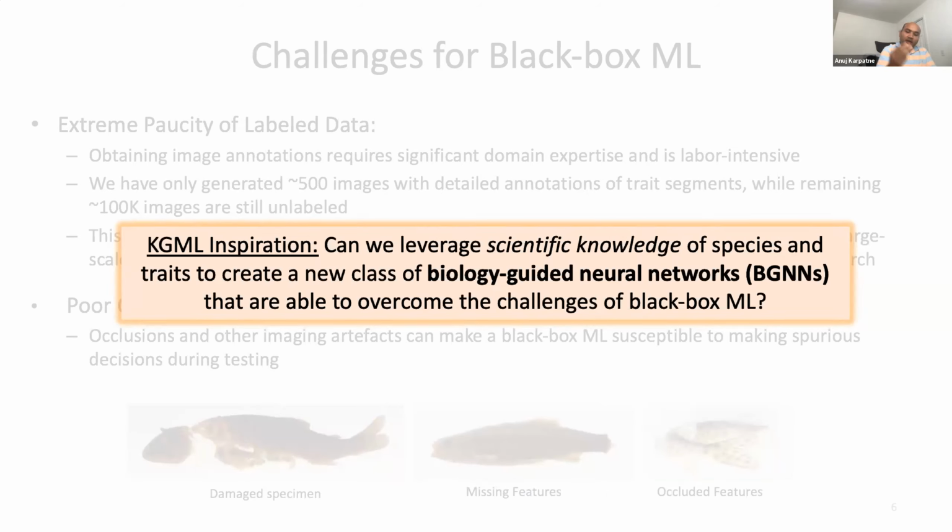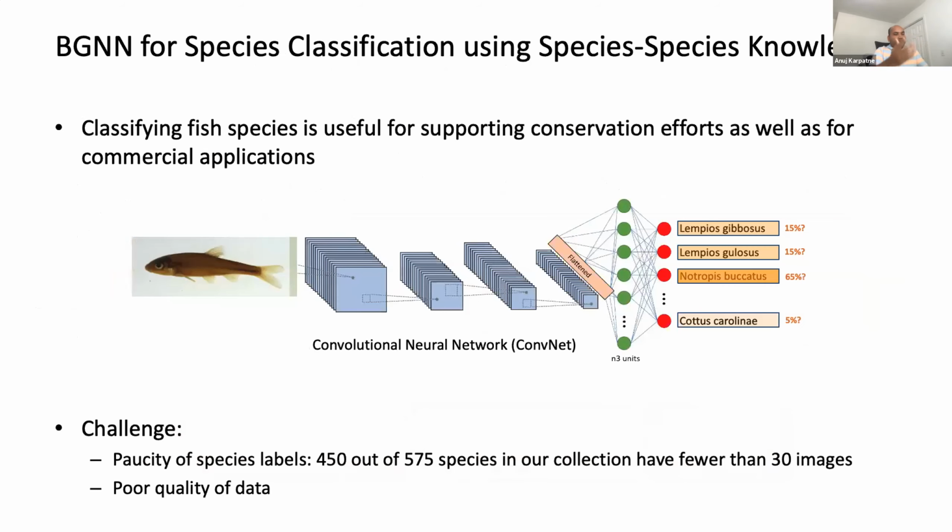So in this talk, I'll talk about three very simple problems and how we are leveraging scientific knowledge for these problems. So the first problem that we have explored is of species classification. So we are given an image of a fish, and we can run it through a convolutional neural network that can express a hierarchy of hidden features at the layers to finally predict the posterior probabilities of this image belonging to one of the species classes.